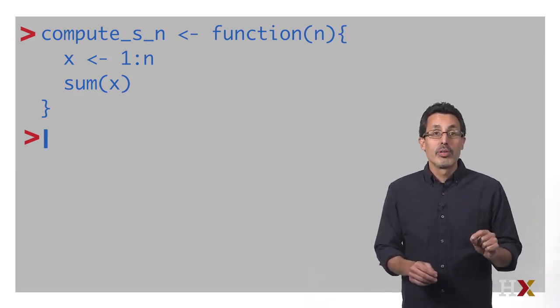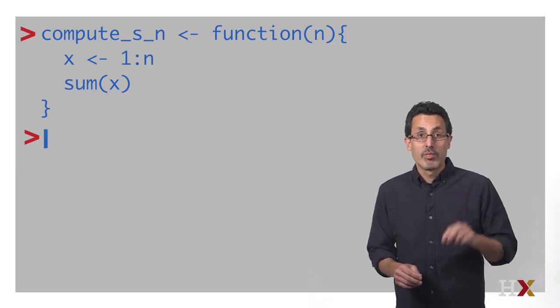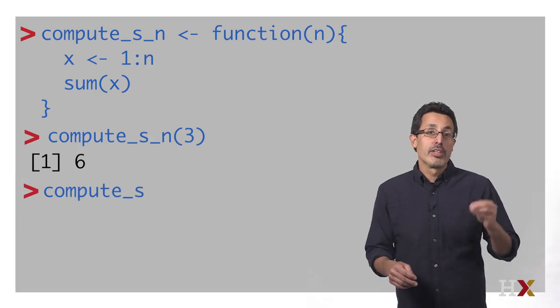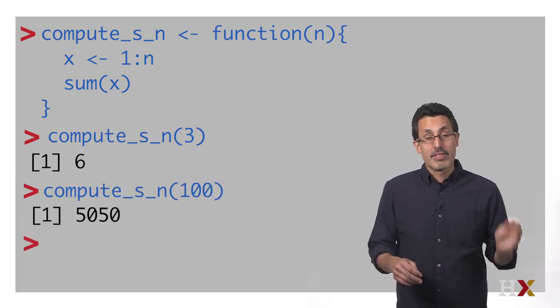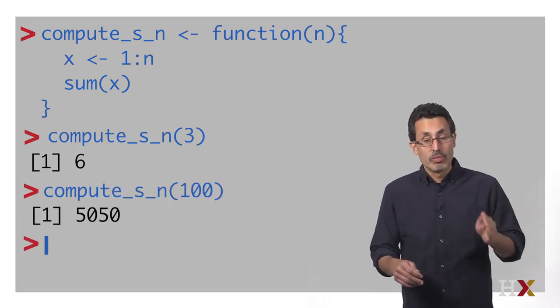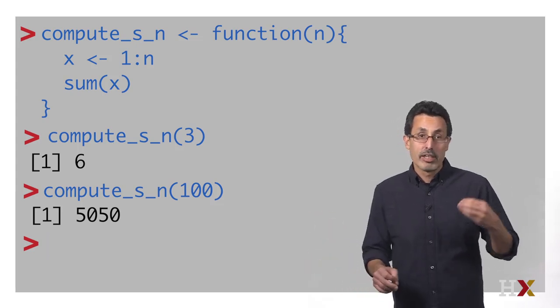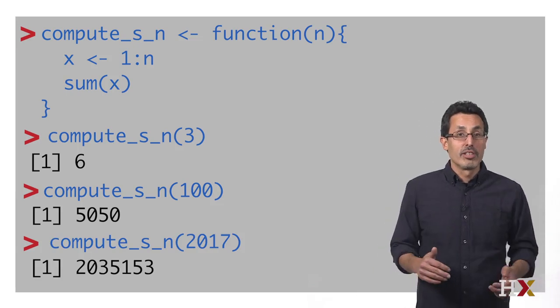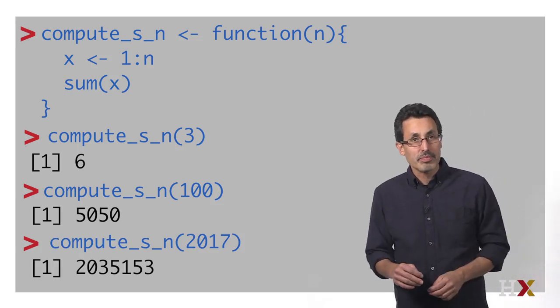So we can now compute the sum for any n. If I apply it to 3, I get back 6: 1 plus 2 plus 3. If I use 100, I get back 5,050: 1 plus 2 plus 3 all the way up to 100. I can do it on any number. If I compute it on 2017, I get a very large number that's over 2 million.